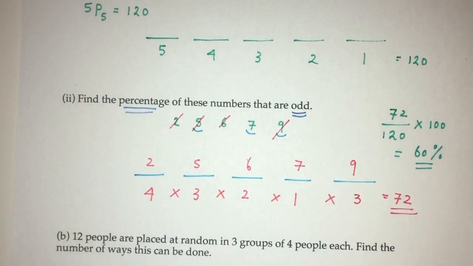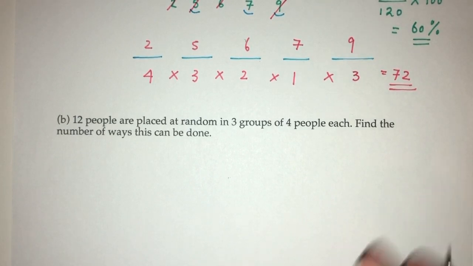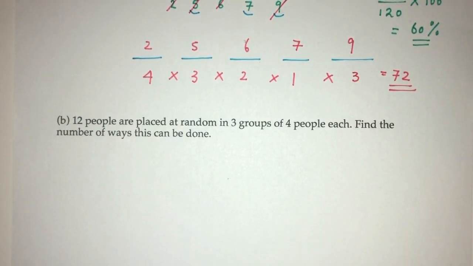as your answer. Now for part B of the question, we have 12 people placed at random in 3 groups of 4 people each. Find the number of ways this can be done. Now again, we have to understand all the 12 people are different people.